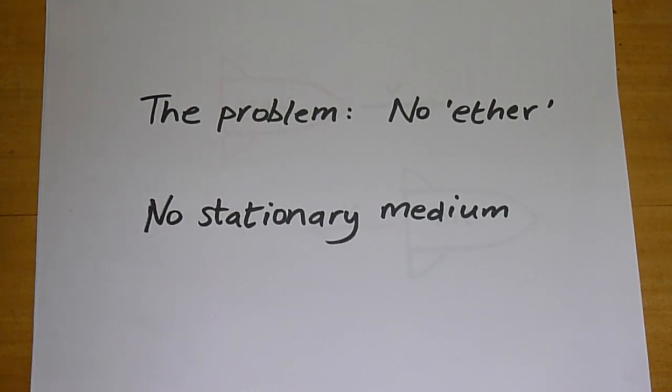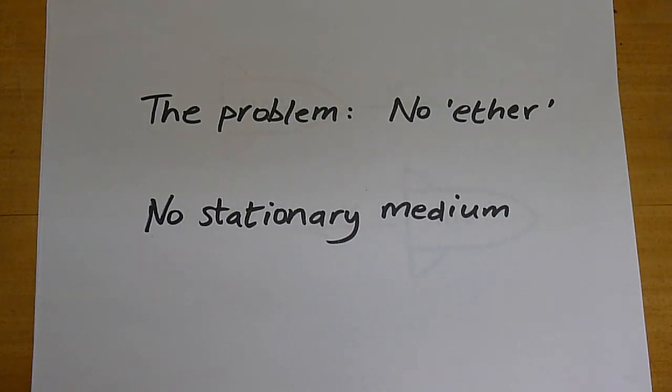So enter Einstein, and he simply said, we don't need an ether, we can simply consider light to have constant velocity c. He gave it the notation c relative to all reference frames, regardless of the relative motion of those reference frames. So everybody everywhere would measure light to have the same velocity.